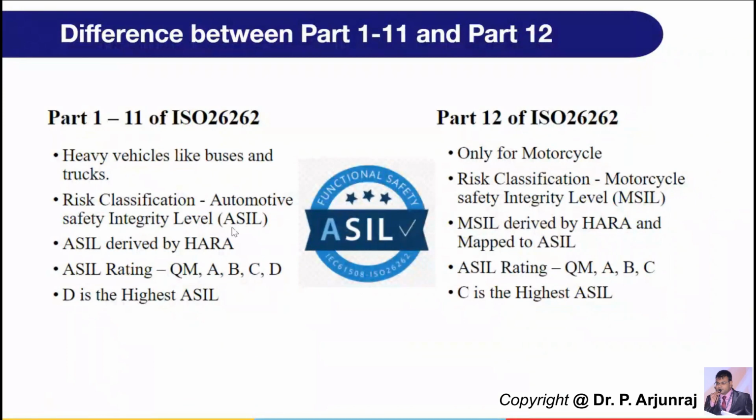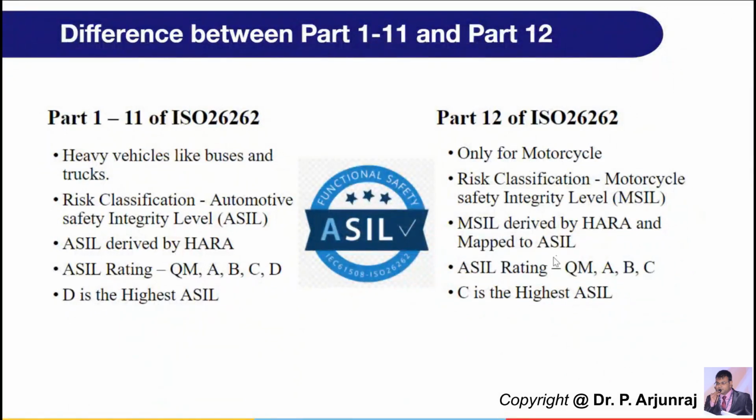And you know that I was telling you about ASIL, which is applicable for risk classification A, B, C, D, and stands for automotive safety integrity level. Whereas here, in the case of part 12, we are dealing with motorcycle safety integrity level, which is the short form of MSIL. And you also know that this ASIL is derived by HARA, hazard analysis and risk assessment. So we are deriving the ASIL with the help of HARA. Whereas in the case of MSIL, it is derived by HARA and it is mapped to ASIL.